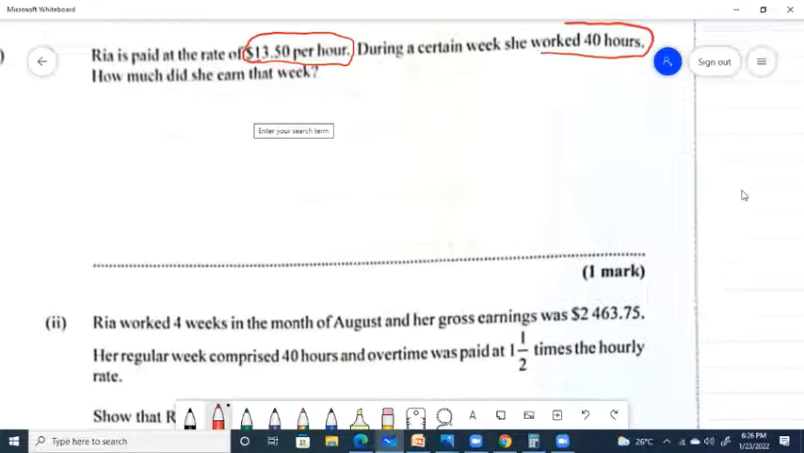So the thing is, how much did she earn that week? Now, definitely, if we're talking about money that she earned, we're talking about her wage, right? All right, or pay, whatever you want to say. So your wage is like this.